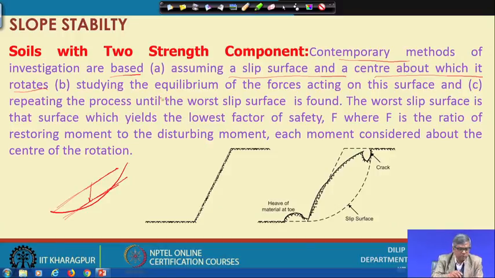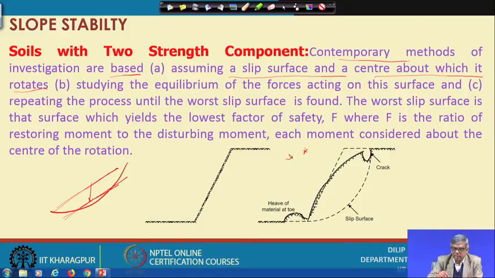To do the analysis, assume a slip surface and a center about which it is rotated, the center of the slip, and study the equilibrium of the forces acting on this surface, repeating the process until the worst slip surface is found. That means I consider a slip surface, and based on the resistance and the disturbing force, the ratio gives the factor of safety.